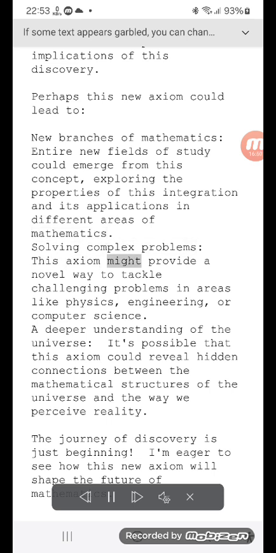This axiom might provide a novel way to tackle challenging problems in areas like physics, engineering, or computer science. A deeper understanding of the universe. It's possible that this axiom could reveal hidden connections between the mathematical structures of the universe and the way we perceive reality. The journey of discovery is just beginning. I'm eager to see how this new axiom will shape the future of mathematics.